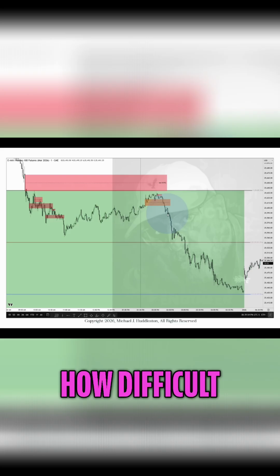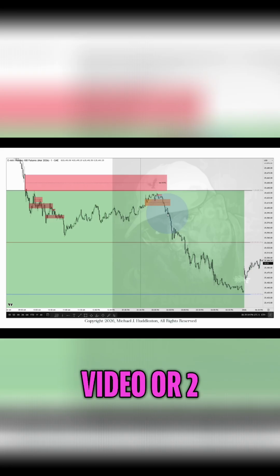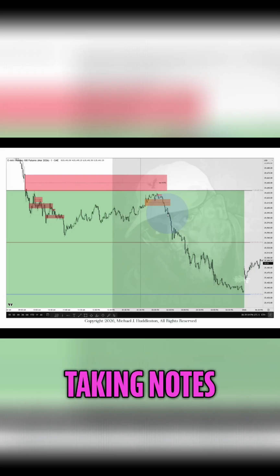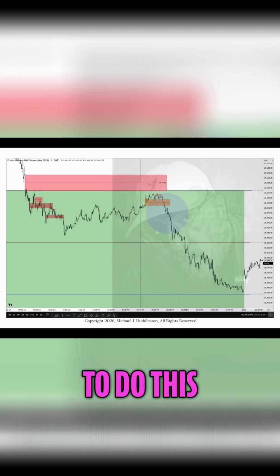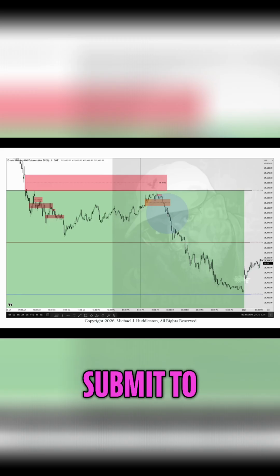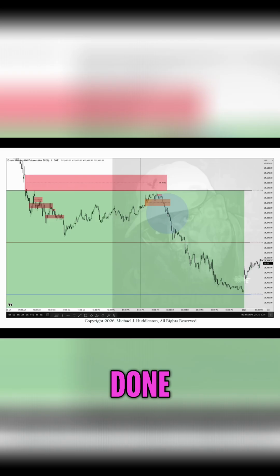So you can imagine how difficult this is going to be for you if you think you're just going to watch a video or two, get a PDF file from someone taking notes from my stuff and thinking, wow, I'm going to be able to do this and save myself a lot of time. You don't save time doing that. You increase the amount of time it's going to take for you to learn it. It sounds impossible, but that's exactly what happens. Just simply submit to the process, go through it slowly. Take notes, watch what price has done yesterday, last week, and break them down. Do this with your charts.